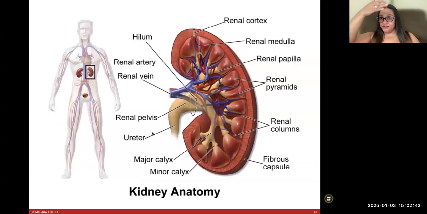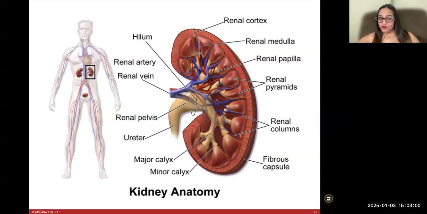So this is what it looks like if we cut a kidney in half, front to back. You open it up, and there's a bunch of stuff inside. The outside is called the cortex. The whole inside is called the medulla. You can see the renal pyramids inside the medulla.